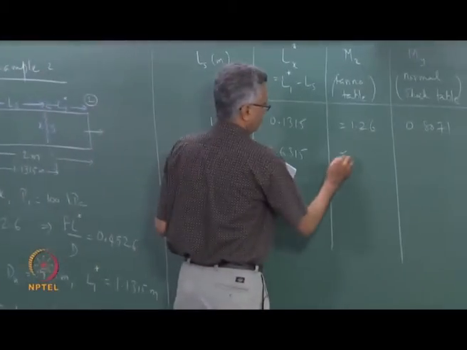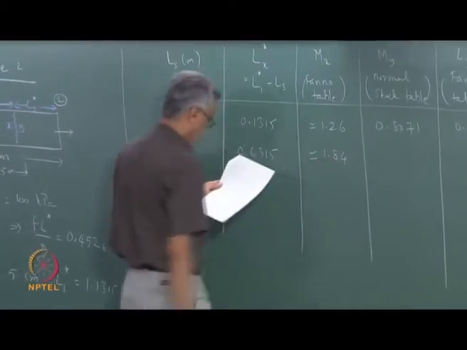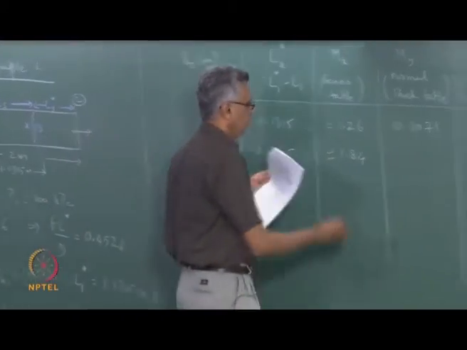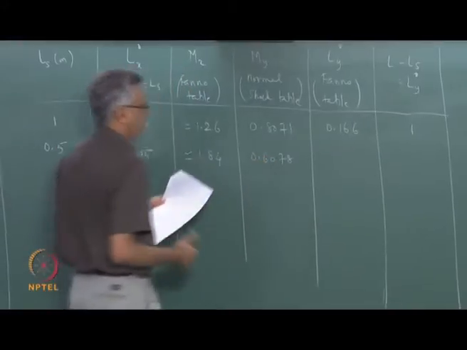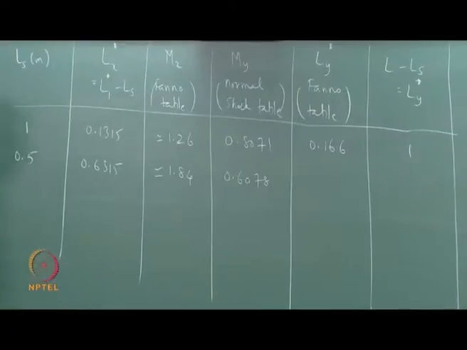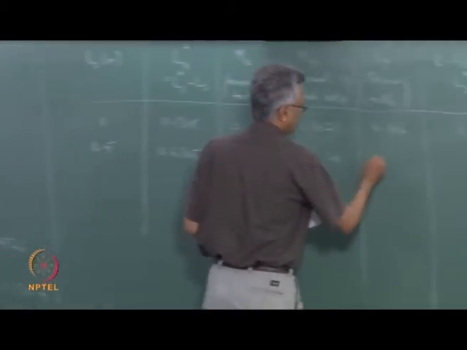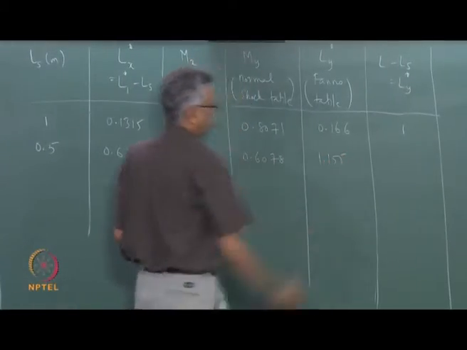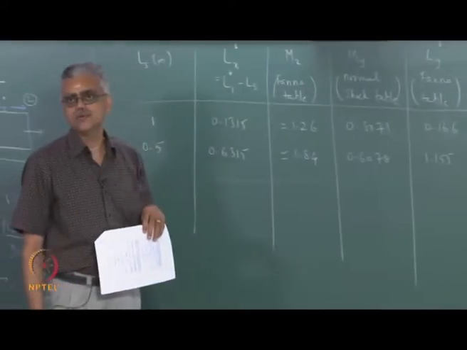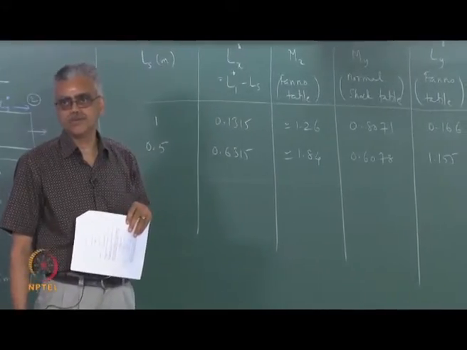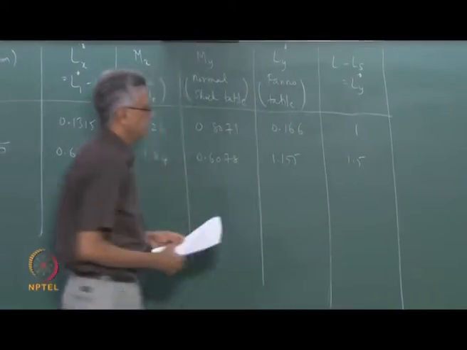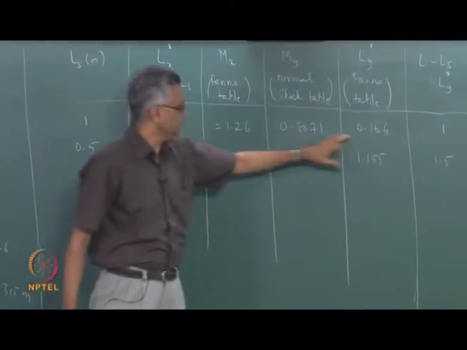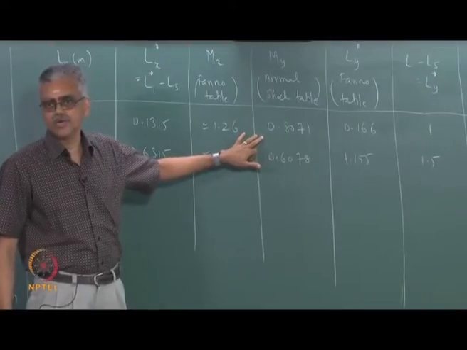We follow the same procedure corresponding to this value of Lx star. I get my Mach number to be approximately 1.84, and My comes out to be 0.6078. This then comes out to be 1.155. But L minus Ls is now 2 minus 0.5, so that is 1.5, but the numbers seem to be getting closer. So our inferences from these numbers seem to be okay.